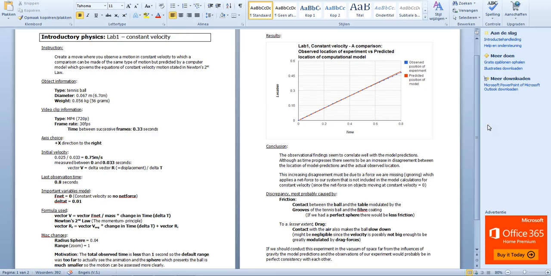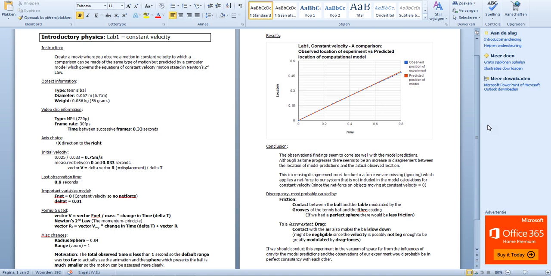Hello, welcome to my Introductory Physics Lab 1, Constant Velocity, where the instruction was given to create a movie where we can observe the motion of an object moving at constant velocity, to which a comparison can be made of the same type of motion being predicted by a computer model which governs the equations of constant velocity motion stated in Newton's second law.